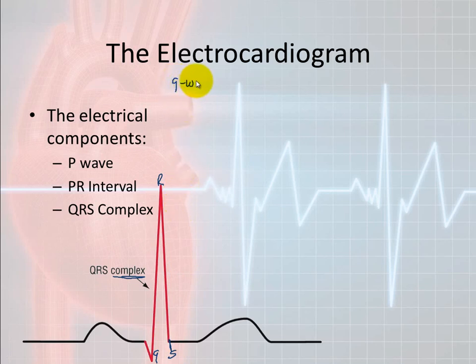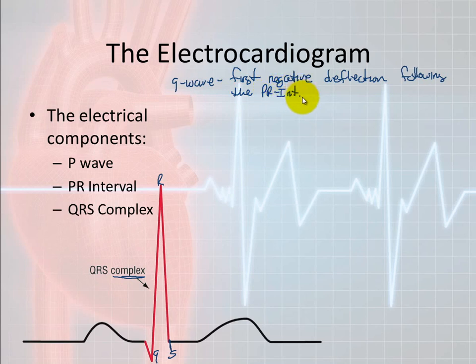Now the Q wave of the QRS complex is the first negative deflection following the PR interval. So as you can see here, we have our P wave here, and the PR interval goes from right here to right here. This is all the PR interval. This is the first negative deflection following the PR interval. This is classified as a Q wave.